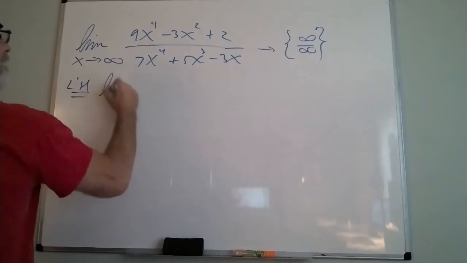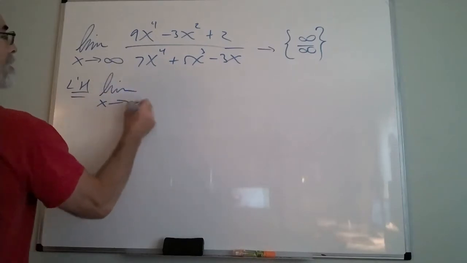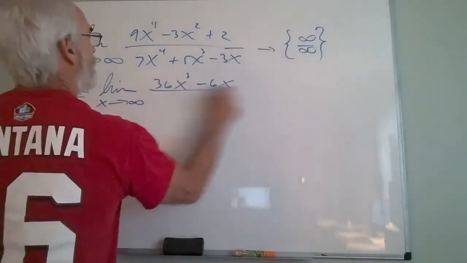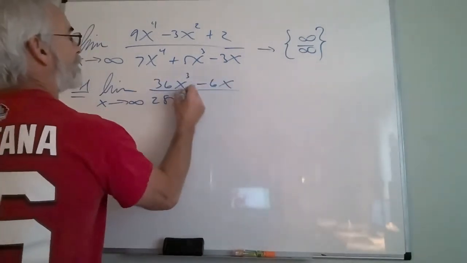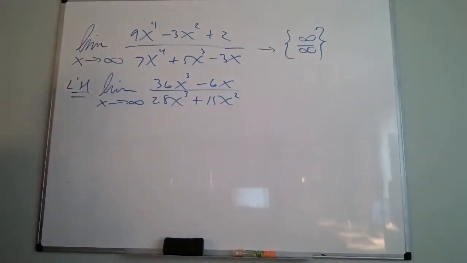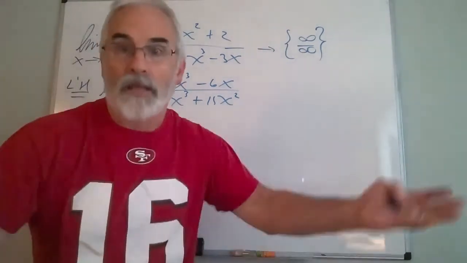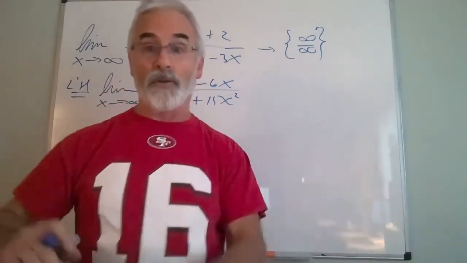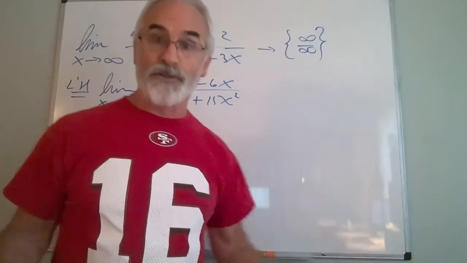So if I apply L'Hopital's rule, I'm going to get 36x cubed minus 6x over 28x cubed plus 15x squared. Great. But this is still the indeterminate form, infinity over infinity. Well, I can use L'Hopital's rule again. You can actually keep using L'Hopital's rule until it's no longer an indeterminate form. That's what you do. All right, great.